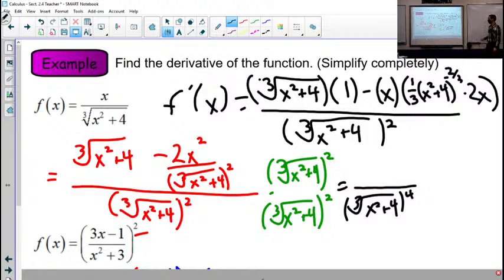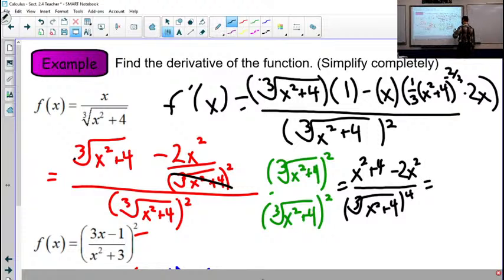On the top, something interesting is going to happen here. I got a cube root squared and then a cube root to the 1st. So a cube root squared times cube root to the 1st, that's going to be a cube root to the 3rd, which will make the cube root be gone. I got an x squared plus 4 to the 1st power, to the 3/3 power. Then these cancel. So this will end up canceling. So we'll just have a minus 2x squared.